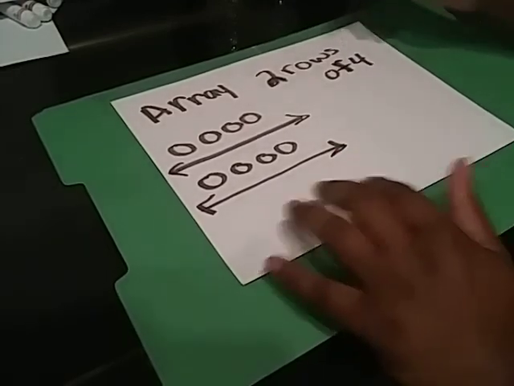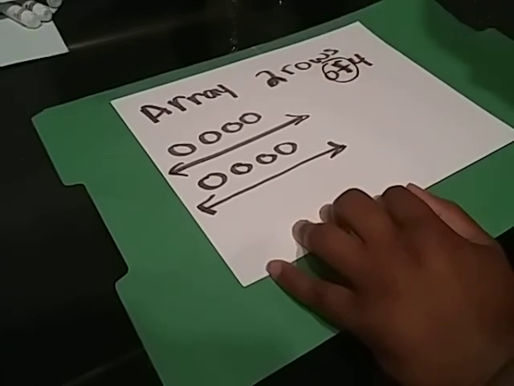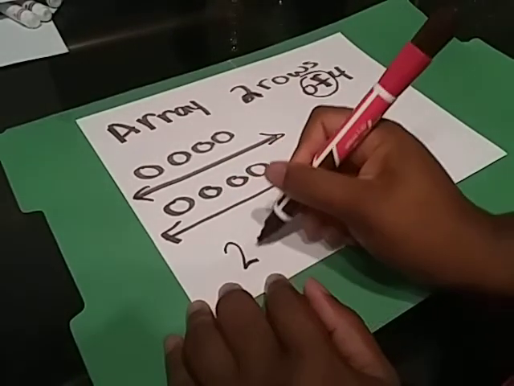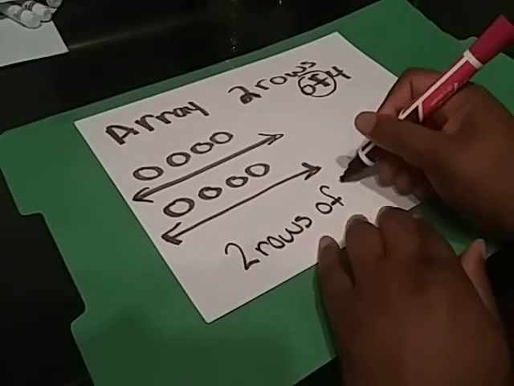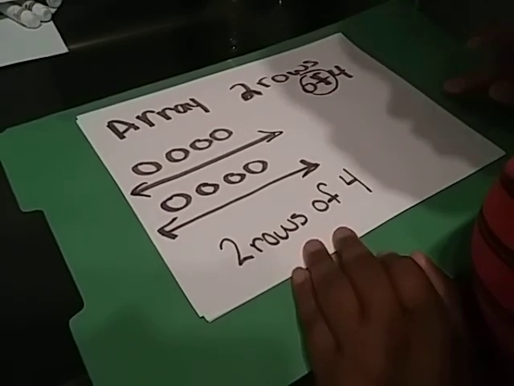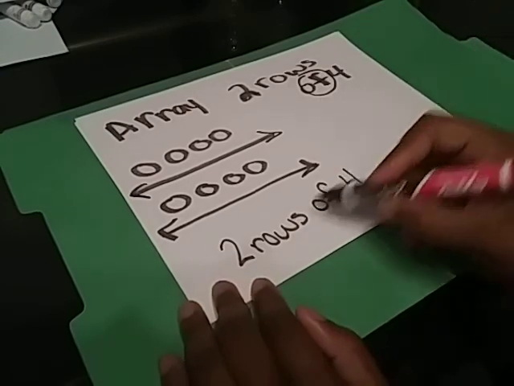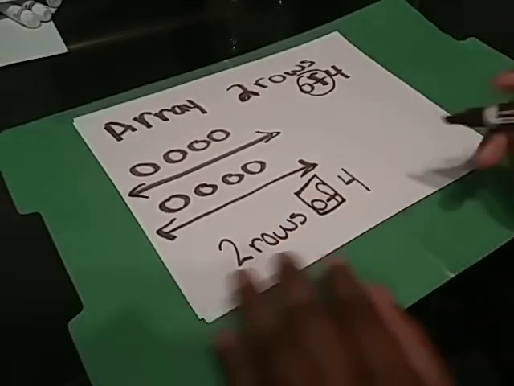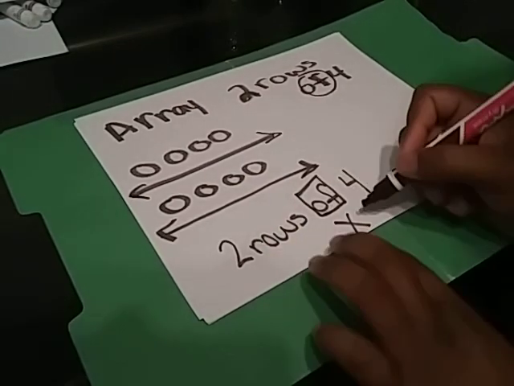I want them to understand what this word "of" means when we see it in a sentence like 2 rows of 4. This is plainly saying that I have 4 that is being repeated 2 times. When we have this word inside of a math sentence, 2 rows of 4, this means that I'm about to multiply. And that's our symbol, an X.